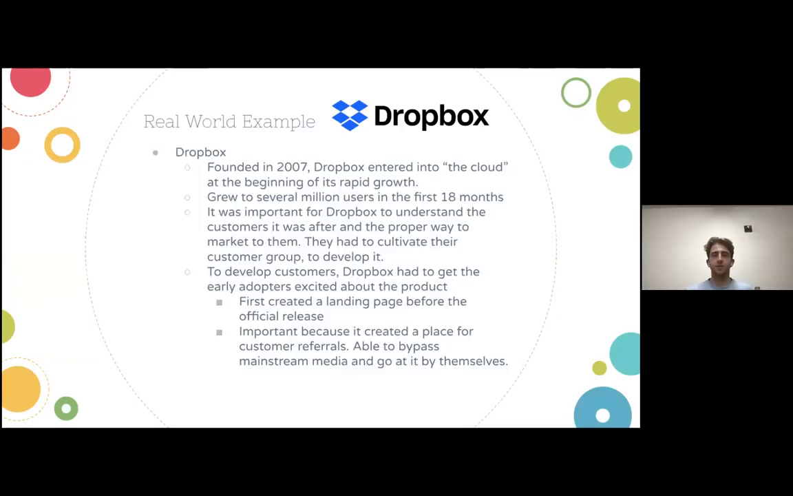Yes, so our real life example for this chapter is Dropbox. Dropbox first entered the cloud in 2007 at the beginning of its rapid growth. The company grew to 8 million users in the first 18 months, which is rapid growth. But in order to do that, Dropbox had to understand the types of customers that they were going after and the proper avenues to engage them. So to develop customers, they had to get the early adopters excited about the project, which would then lead into the other groups of customers.